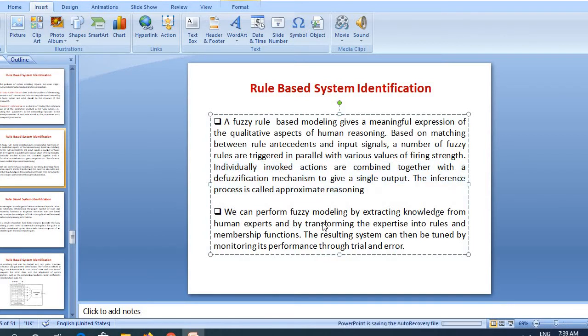So how can we form the rules? Usually in fuzzy modeling we can extract knowledge from human experts and transform that into rules. Suppose we need to make a rule base for a plant. The experts who are operating that plant would know the range of inputs and the range of outputs, so they can generally make some rules out of that. And then we can try those rules using some trial and error methods.